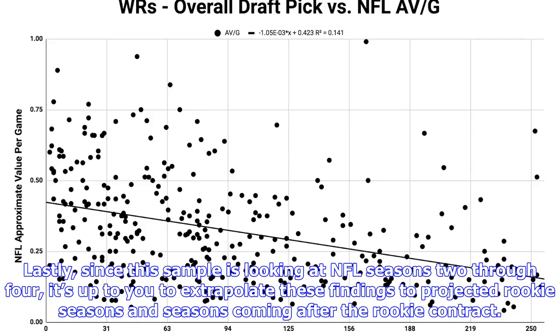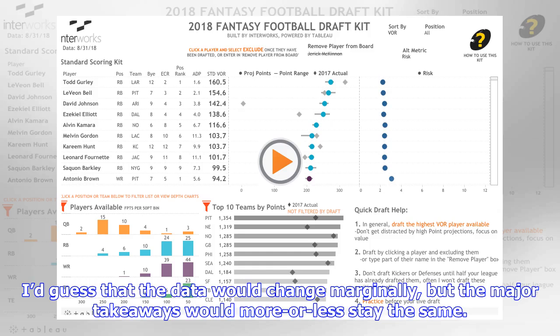Lastly, since this sample is looking at NFL seasons 2 through 4, it's up to you to extrapolate these findings to projected rookie seasons and seasons coming after the rookie contract. I'd guess that the data would change marginally, but the major takeaways would more or less stay the same.